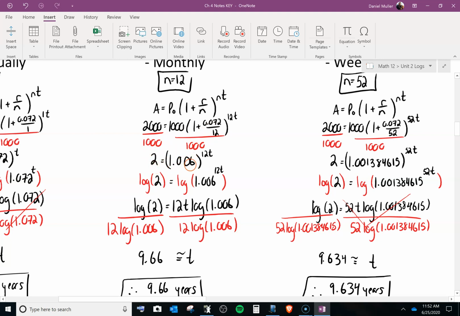The inside, like I said, is 1.006. Then you need to take a logarithm of both sides. There's no nice number, so we'll just do log base 10, which I've done here. Now this 12t can come on down in front, which it did.